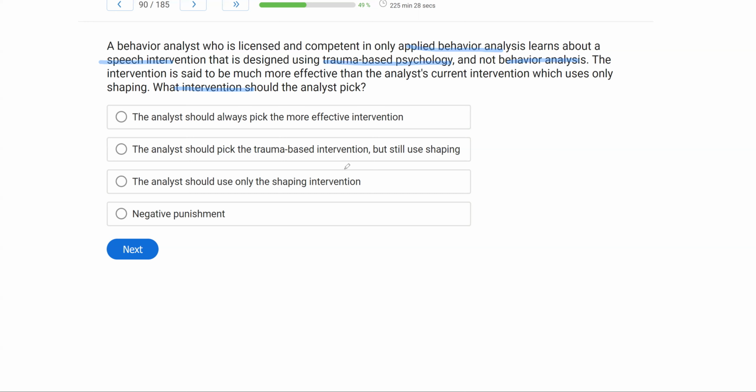That's a big problem. C, the analyst should only use a shaping intervention. Yes, that's what we're looking for. We have to be conceptually systematic, right? Regardless of what the intervention might do or what it might prove. If you're not competent, if you're not licensed, and if it's not conceptually systematic, we cannot use it in our ABA treatments. And then negative punishment. Well, negative punishment makes no sense in the context of this question. So that's not even an idea here, right? If it's between a non-conceptually systematic intervention and a conceptually systematic intervention, we're going to go with the conceptually systematic intervention.